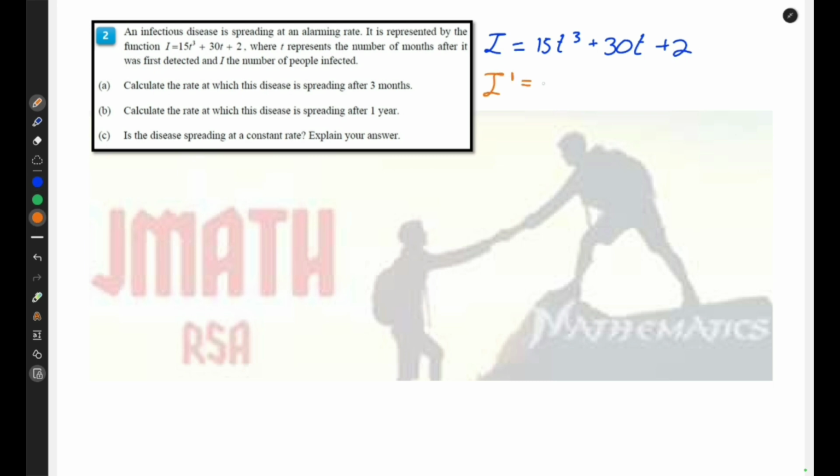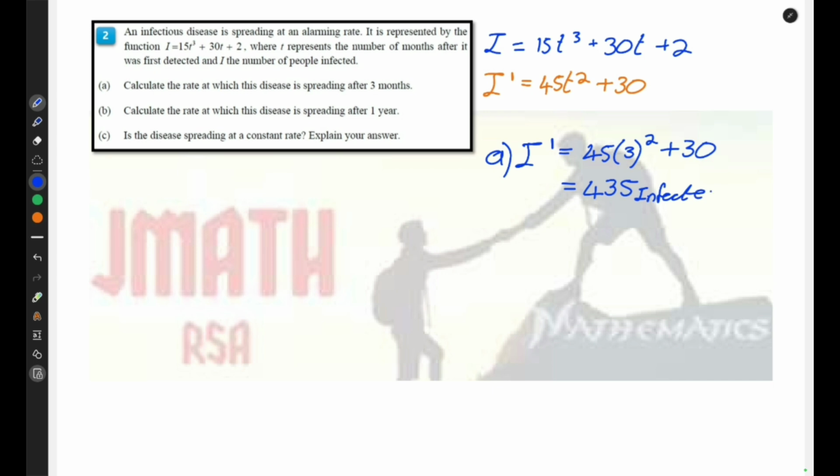So the derivative would be 15 times 3, so 45t squared plus 30. Now, to answer question A, I can now just sub in 3 in the place of t, and then ask my calculator what the answer would be. So the rate is equal to 45 times 3 squared plus 30. My calculator tells me that's 435, and now I must figure out what unit I am going to give it. It's not meter or meter squared. This is actually infected people per month. So I would say infected per month.